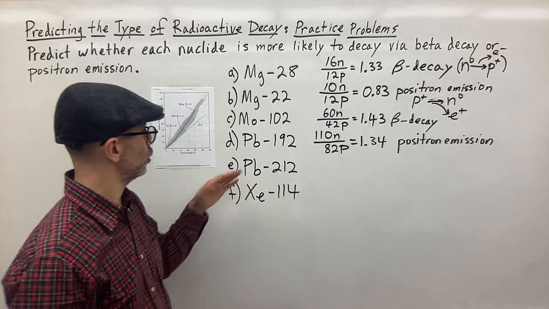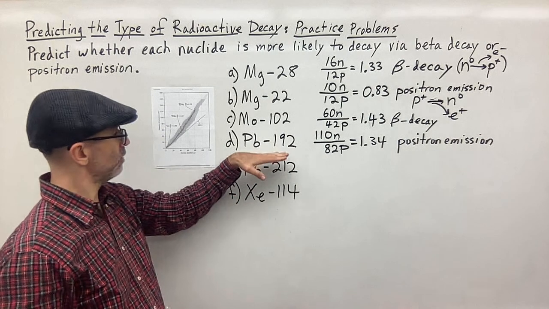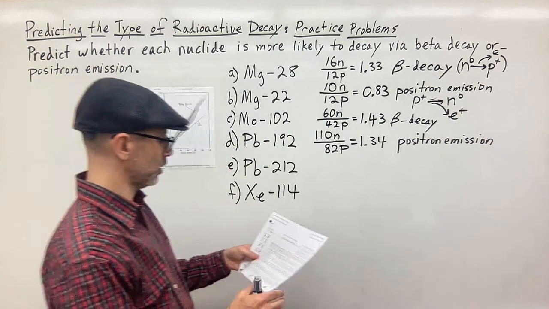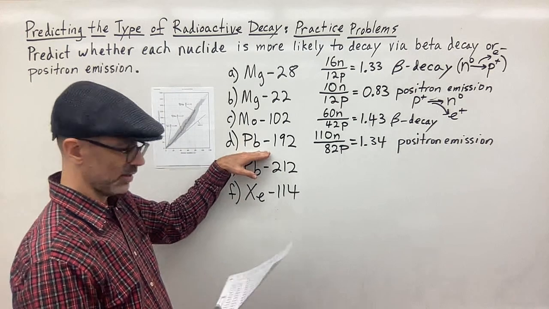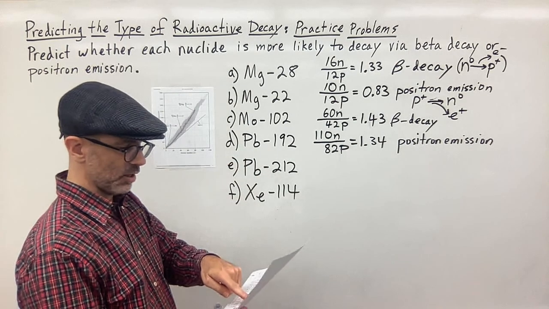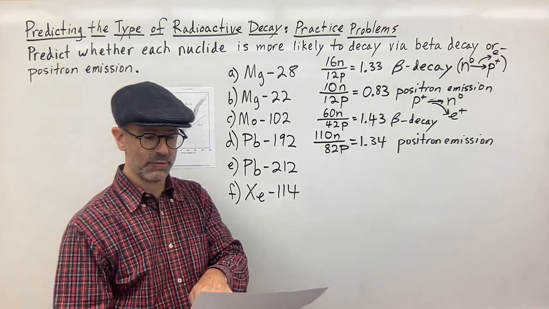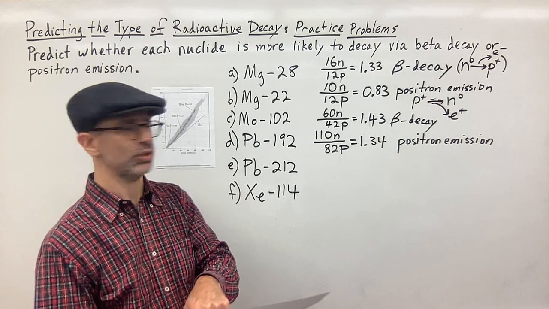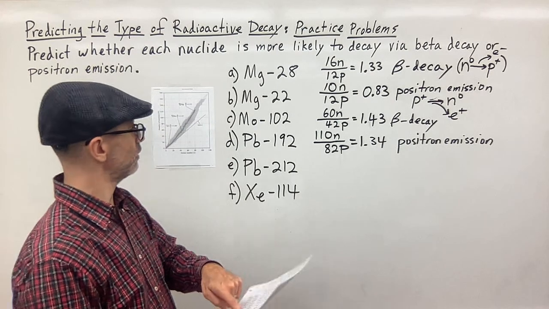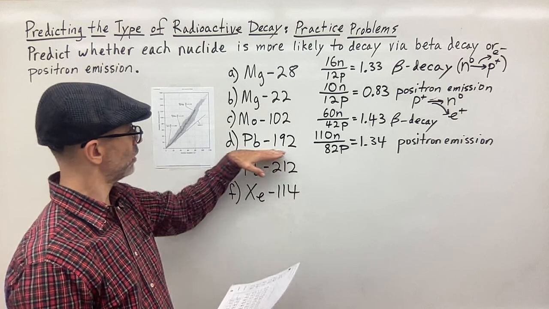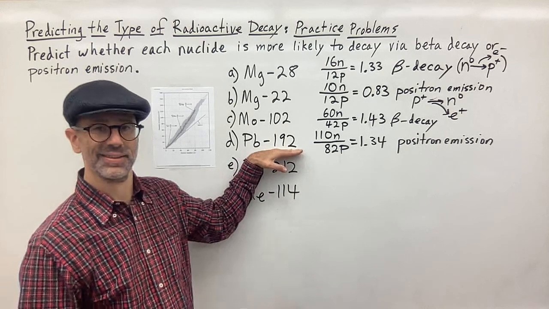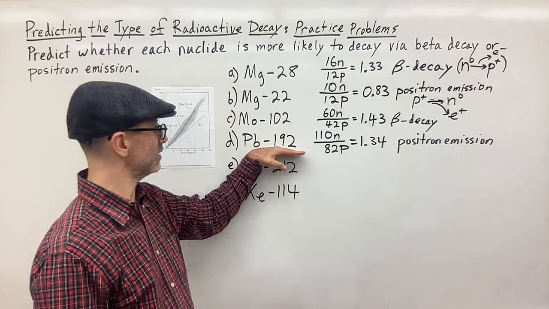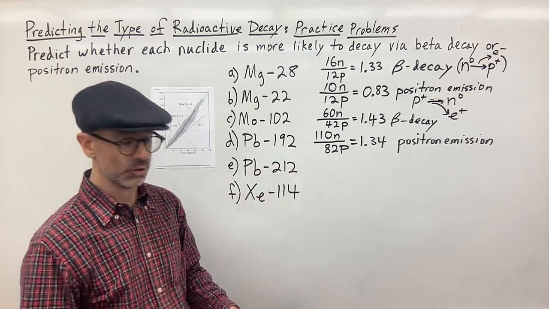And again, you could look at the average mass on the periodic table. So if you look up lead on the periodic table, the weighted average atomic mass of lead is 207.20. So this 192 is smaller than that. It's lighter than that. This atom is too light. So we need to change that.